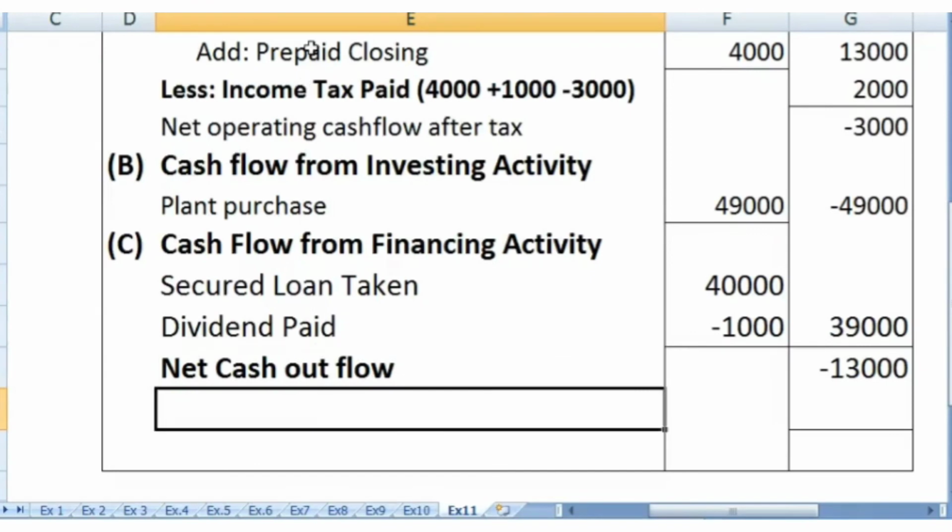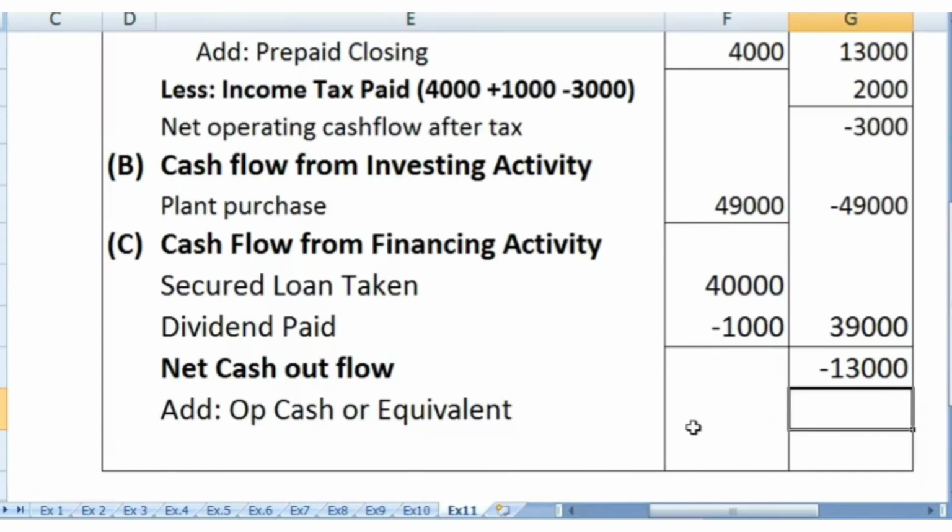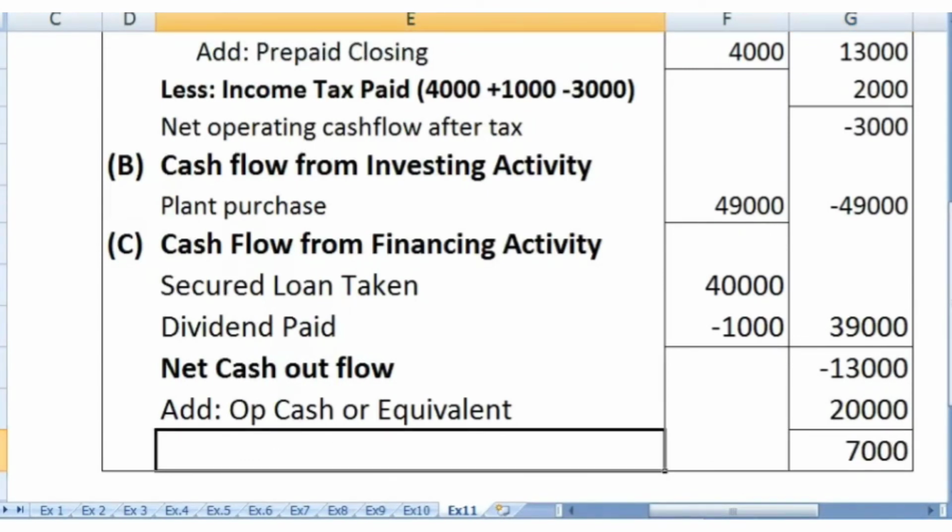And if you add the opening cash or equivalent, that is 20,000 here in your balance sheet asset side, then the closing balance would be 7,000. You can check your answer. Is closing cash or equivalent of 7,000 given? Yes, opening 20 and closing 7. So your answer tallies. Clear? And your example is over here.